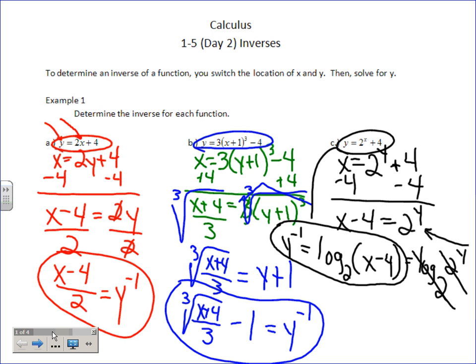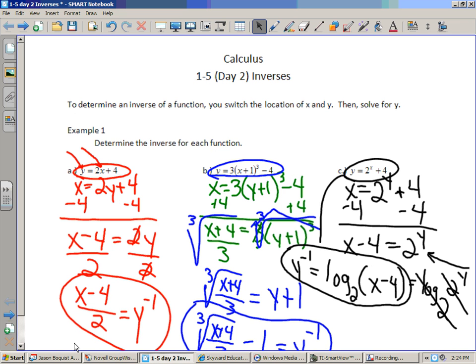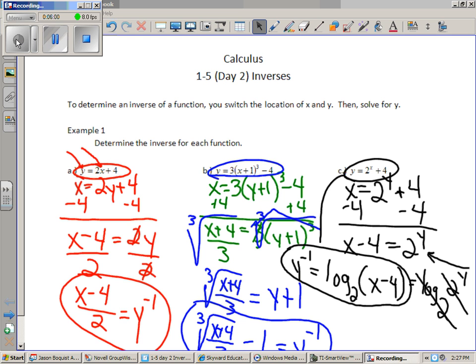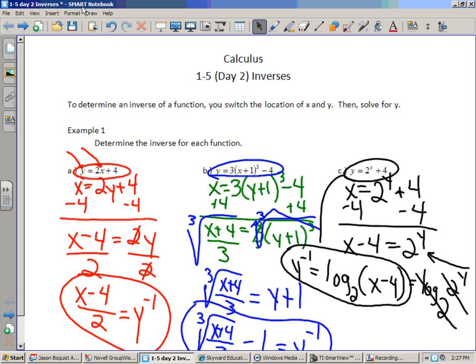So what I would like you to do right now is you see down at the bottom there in example 2, I guess it's called, part A, I've given you a function. I'd like you to try and take its inverse right now, please, on your own. All right, let's see how you did in finding that inverse.